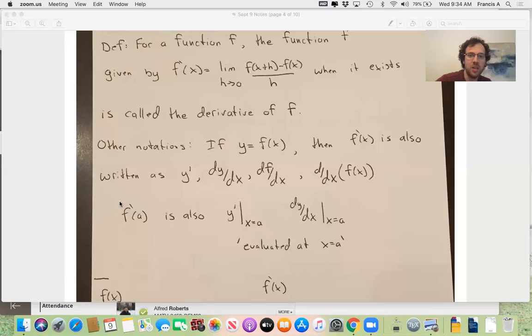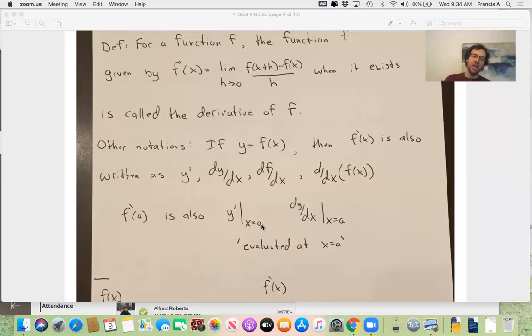Also, if you want to evaluate the derivative at a point, these middle two fraction looking things, really all of these other than the f prime of x, they don't have a good place for the point. So f prime of a, there's a nice place for the number a to go. If you have one of these other ones, sometimes this vertical bar is used, where this is evaluated at x equals a.